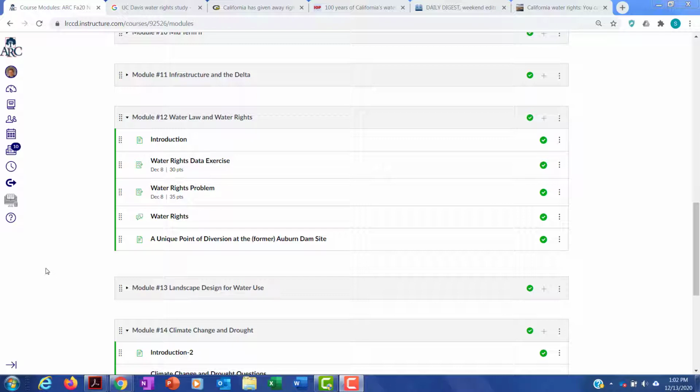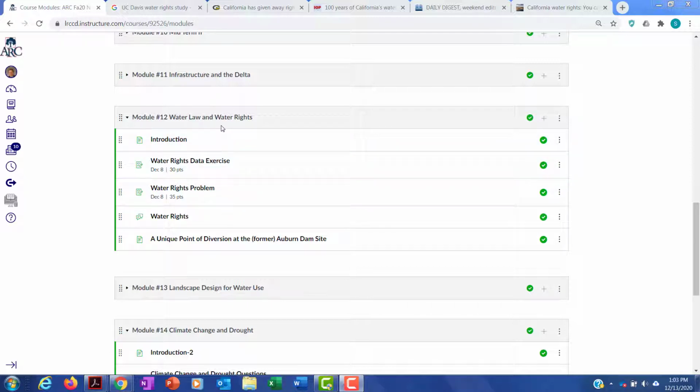I just want to follow up on a couple of things on the water rights module and the climate change module, and then leave you with a couple of ideas and resources for future interest. For one thing I want to cover here is the water rights.